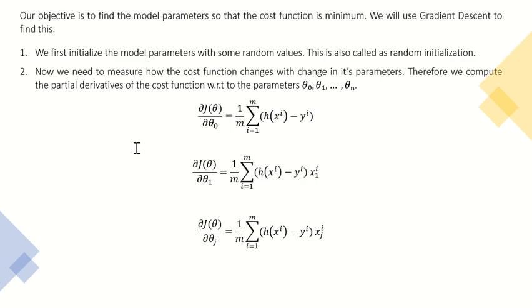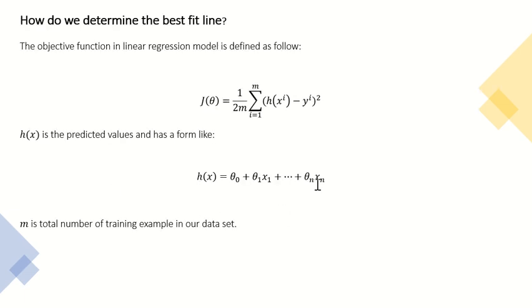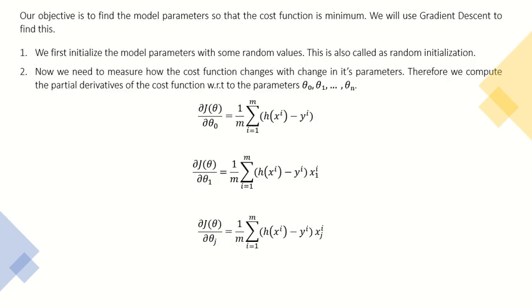Now we want to find theta 0 to theta n, which will define our prediction. At the first step, we should start with an initial value. We choose some random value for theta 0 to theta n.